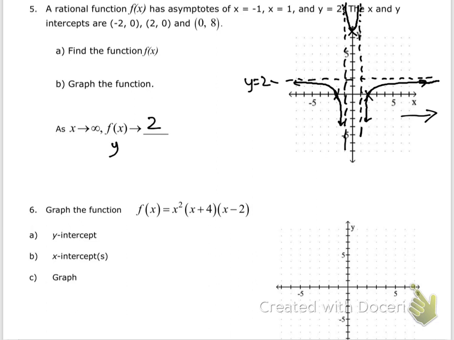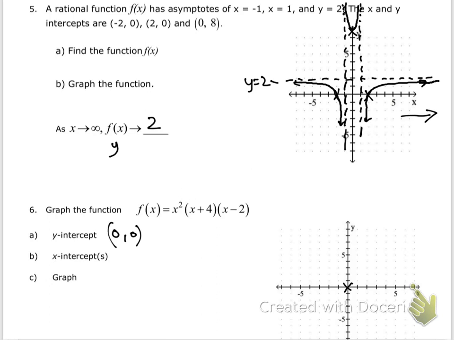Right, finally, let's look down here. Graph the function. Now, to find a y-intercept, you set x equal to 0. Well, if that equals 0, doesn't matter what the rest is. I mean, this is going to be 4, this is going to be -2. We have a y-intercept of 0. Okay, so I'll put that on the graph over here.